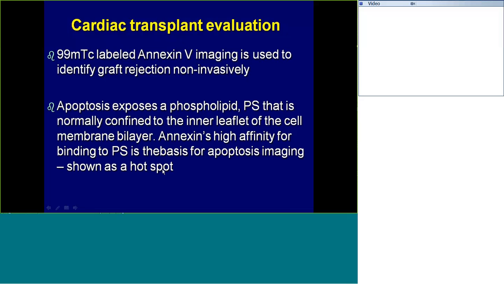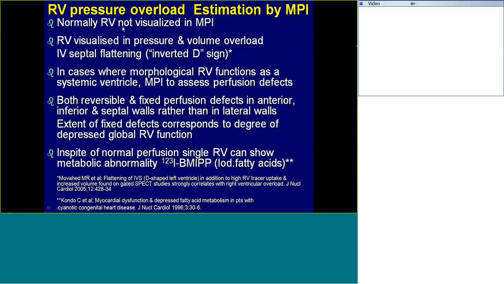Coming to the last indication, that is the RV estimation or RV evaluation by myocardial perfusion imaging. As we have discussed, normally the right ventricular myocardium is not visualized. But if there is pressure overload and increased volume overload, what you get is something called an inverted D sign. That is, the interventricular septum becomes hypertrophic, and there is an increased uptake of sestamibi or thallium in the right ventricular cavity. So it looks like a D getting inverted. So the uptake is there in the septum and the inverted D, that is the right ventricular myocardium.